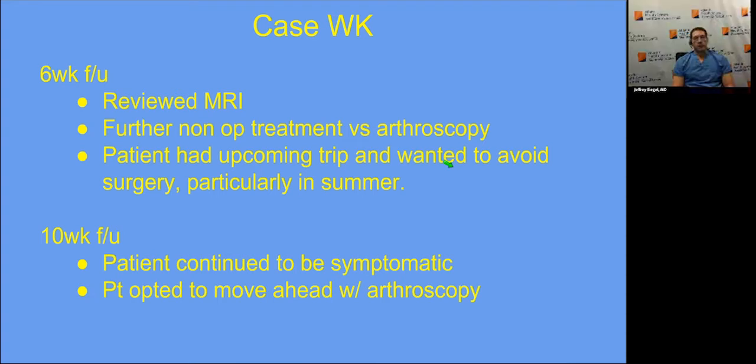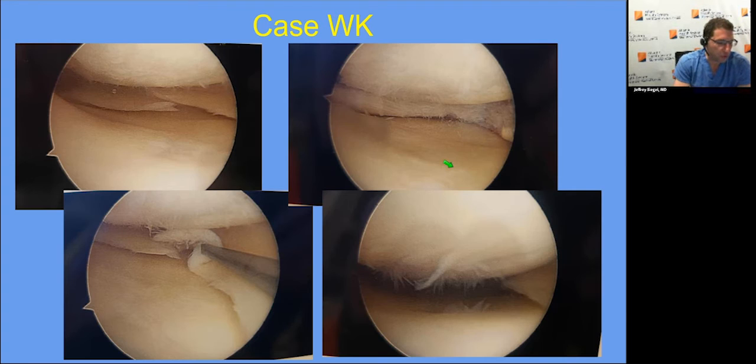So when we reviewed his MRI, he was about 6 weeks from his initial presentation. We discussed pursuing further non-operative treatment to see if we can get this to become an asymptomatic tear versus considering arthroscopy. The patient was involved in playing golf for the summer. He didn't really want to have surgery in the summer and he had an upcoming trip, so we decided to pursue further non-operative treatment. He did come back, though, a month after that, and he was still having pain, and he decided to move ahead with an arthroscopy.